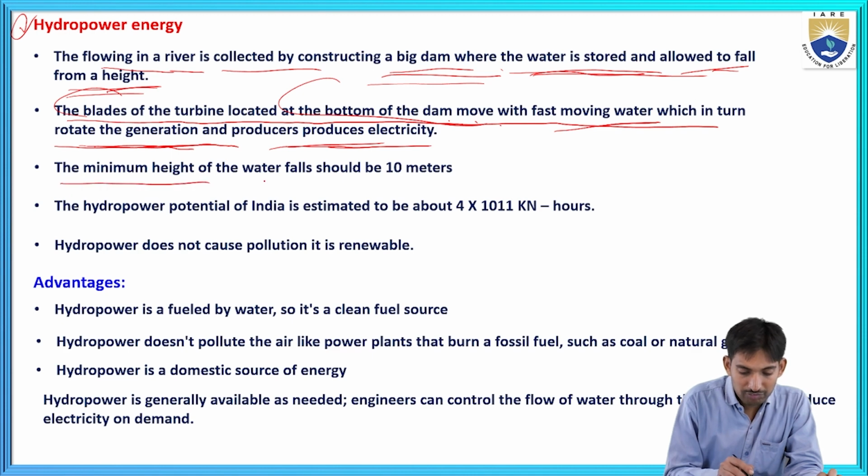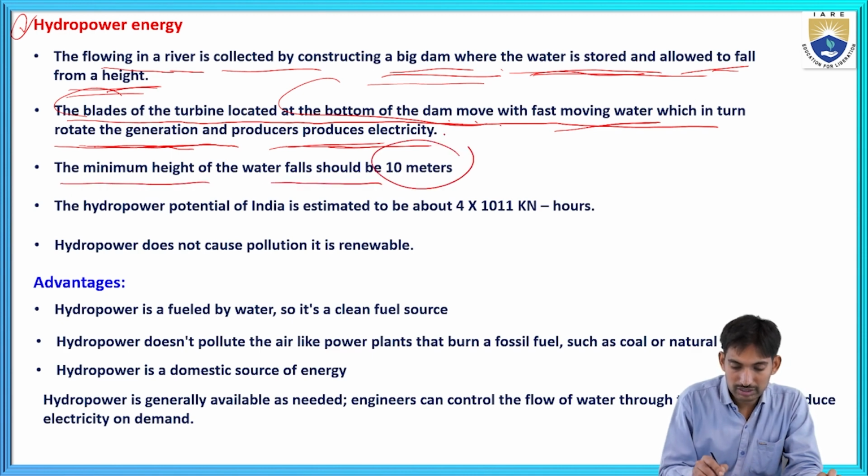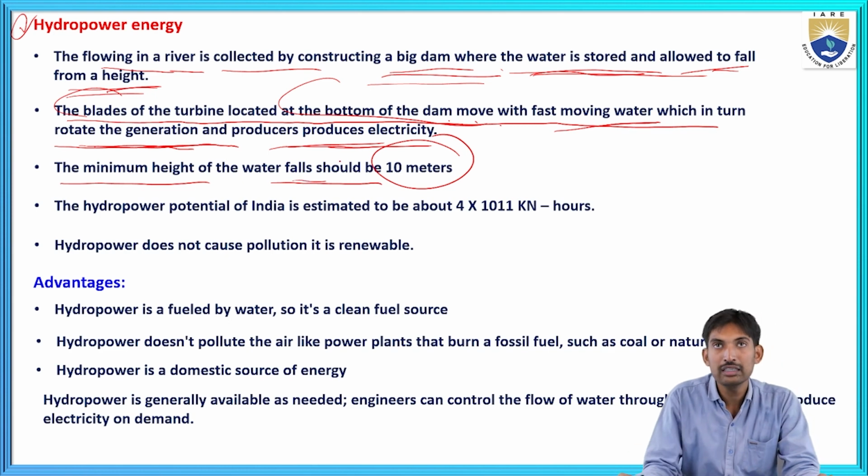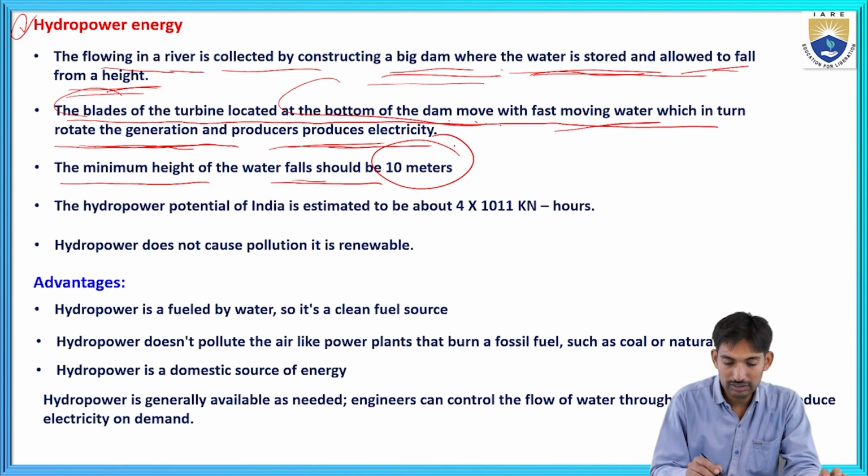The minimum height of the waterfall should be 10 meters from the turbine setup.